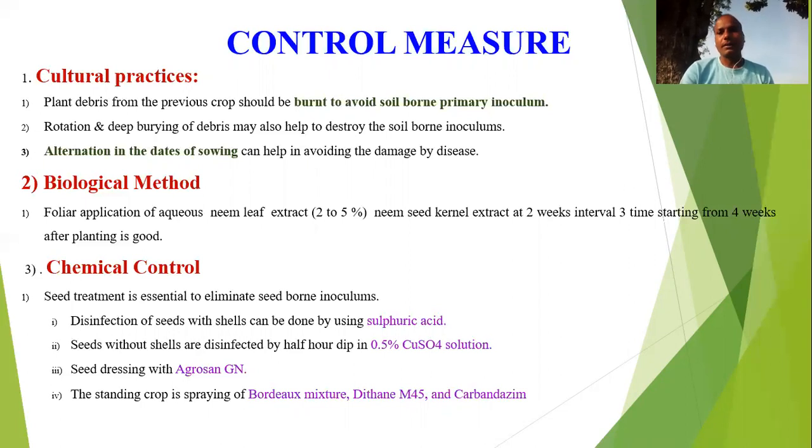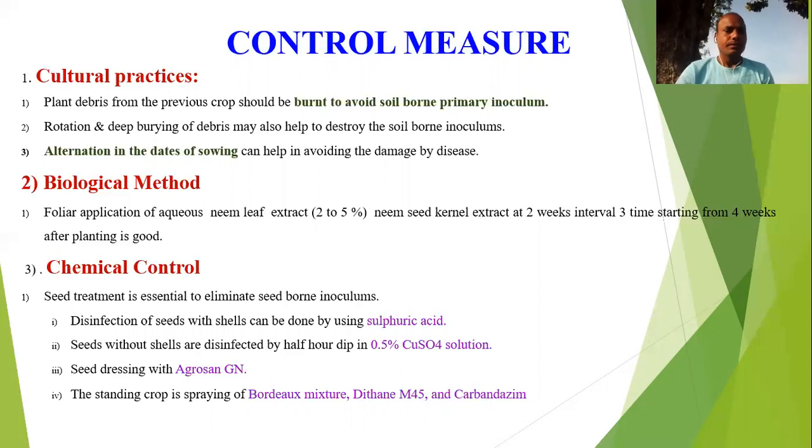Cultural practice is there. Cultural practice is nothing but one type of physical method. The plant debris from the previous crop should be burned to avoid soil-borne primary infection. That means, after the harvesting stage or during the harvesting stage, the severely infected plants are collected and uprooted from the soil, and the plants are burned in the fields.